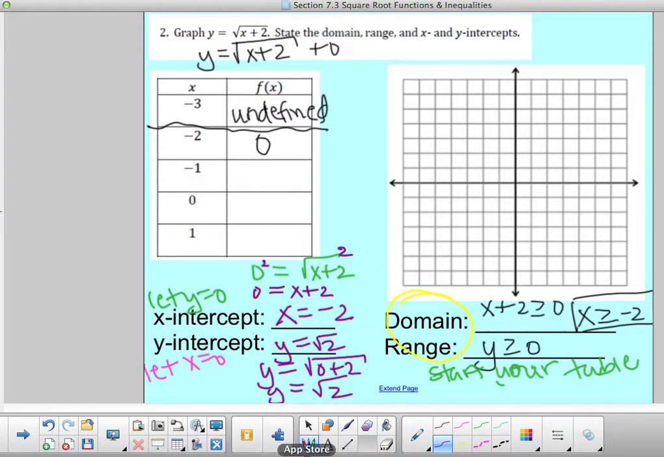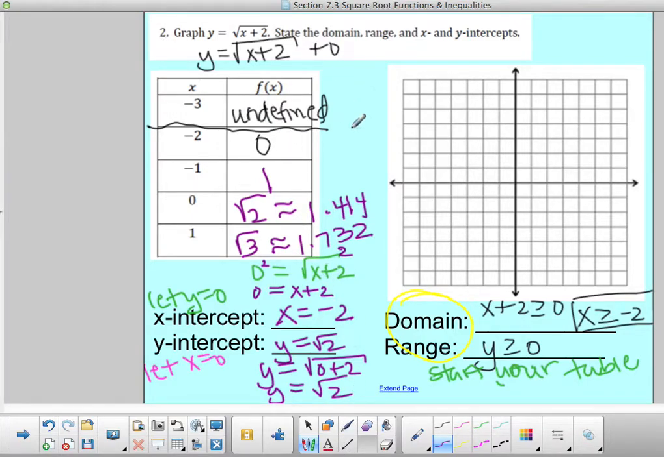Okay, now we're going to go ahead and finish graphing it. So I'm just going to fill in the rest of my table. So if I plug in negative 1 plus 2 is 1. The square root of 1 is 1, so it's going to be 1. If I plug in 0, it's going to be 0 plus 2, so it's the square root of 2. So I'm just going to write the square root of 2. If I type it in on my calculator, I will get that it's approximately 1.414. Now if I plug in 1 plus 2 is 3, so it's the square root of 3. And once again, I would type in the square root of 3 on my calculator, and I get 1.732.